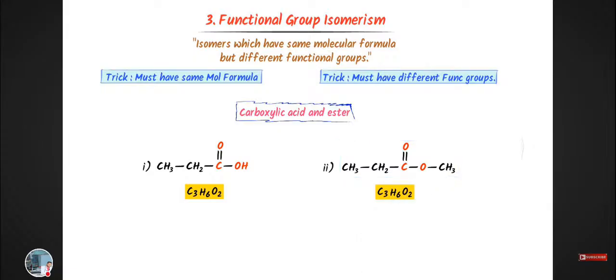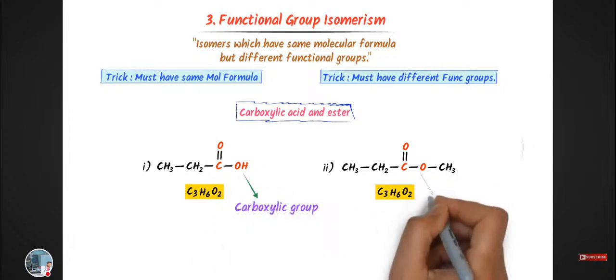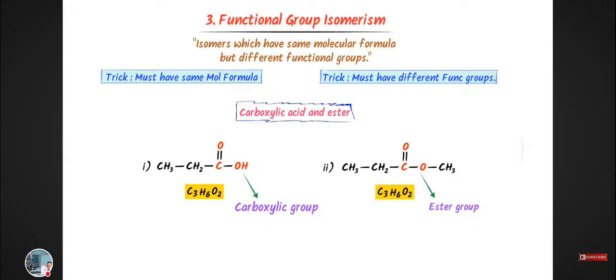Secondly, the functional group of carboxylic acid is COOH and that of ester is COO. They both have different functional groups, so both the conditions are fulfilled. Thus, this carboxylic acid and this ester are functional group isomers of each other.